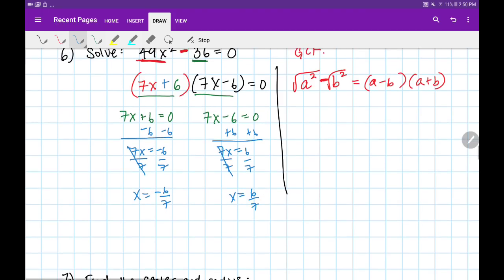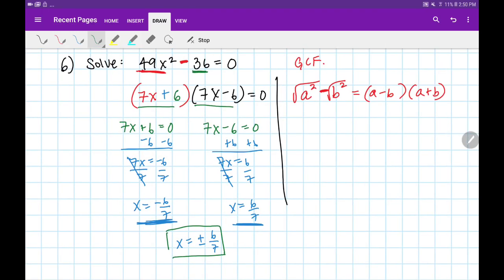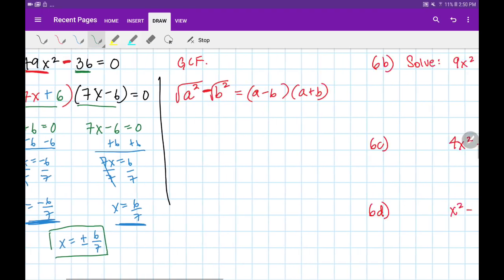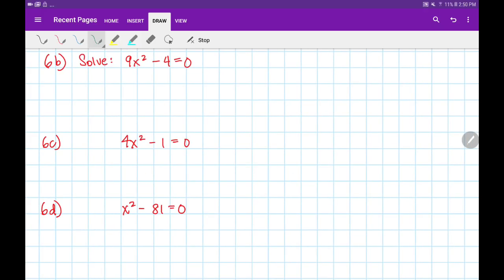So in your answer sheet, it should say x equals, since they're the same number, plus or minus 6 over 7. That takes care of my positive version and my negative version. So if you got the hang of how difference of squares works, go ahead and try these problems to get some additional practice. These are all difference of squares. Pause the video, write them down, and now we're going to move on to number 7.